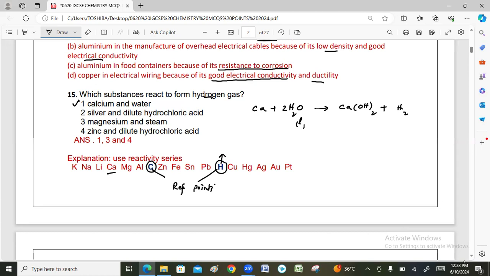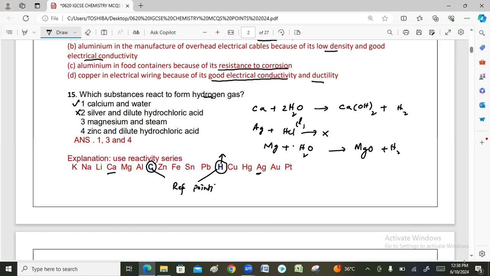Silver and dilute hydrochloric acid, this is not possible. Silver and HCl, there will be no reaction because silver is below hydrogen in the reactivity series. Magnesium and steam, yes, magnesium and steam. Magnesium can react both with cold water and steam to make hydrogen gas. So it will make magnesium oxide plus hydrogen.